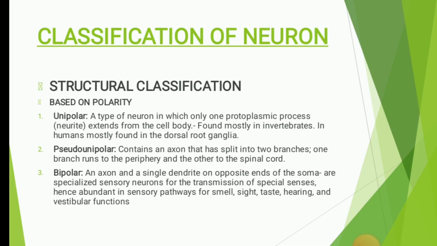So getting back to pseudo unipolar neurons, what are they? They contain an axon that has split into two branches. One branch runs to the periphery, whereas the other to the spinal cord. Next is the bipolar neuron, which comprises of an axon and a single dendrite on opposite ends of the cell body. Soma means the cell body. For the transmission of special senses.